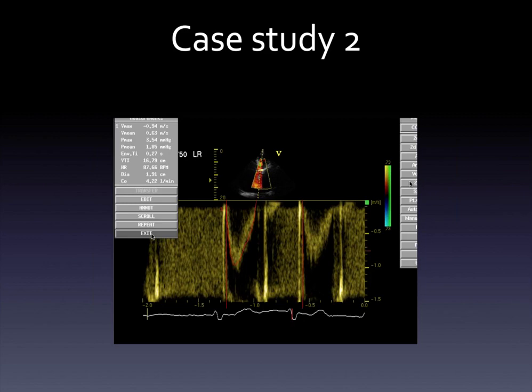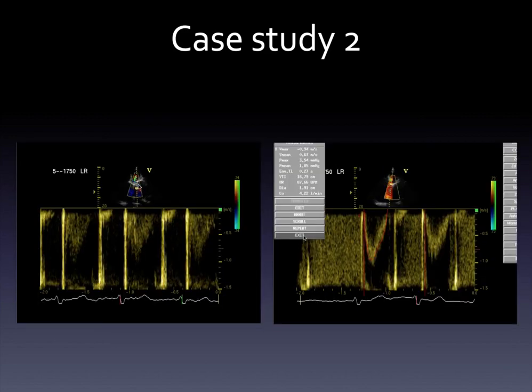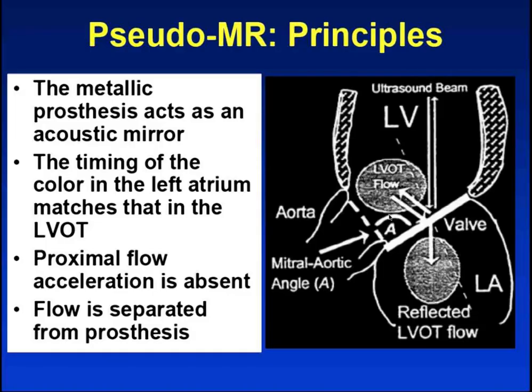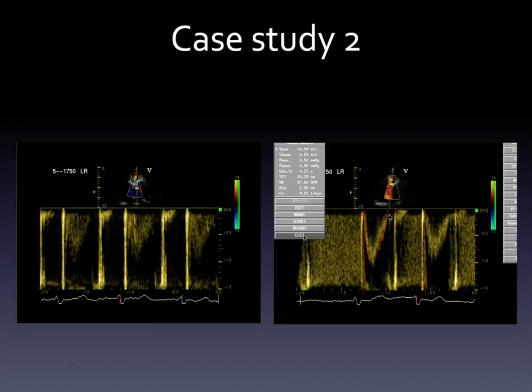Okay, so then what you could do is pulse wave Doppler the LVOT, which is over here. You can see that it's very similar. The velocity is very similar. The shape is very similar. So now it makes you wonder, why is there an LVOT type of signal located in the left atrium? What we're supposed to see is a blue jet over here.